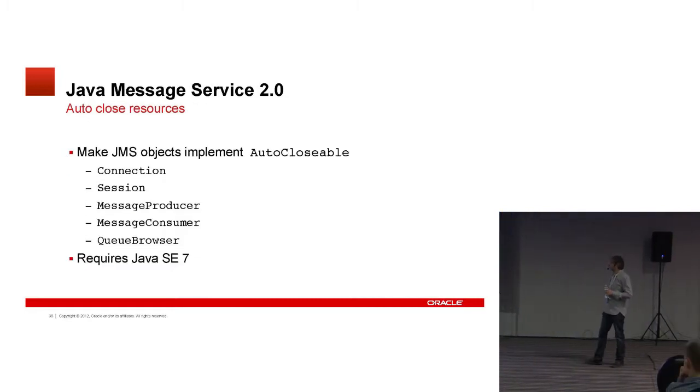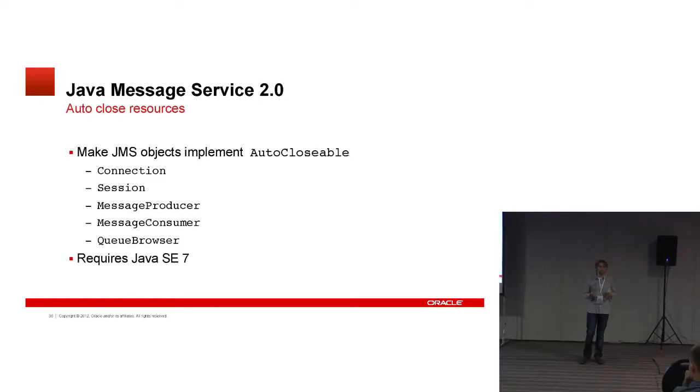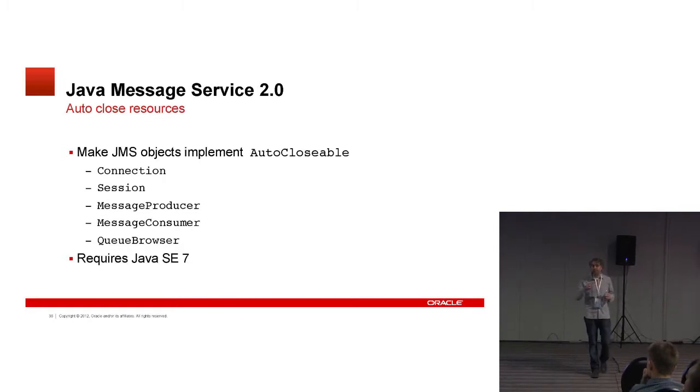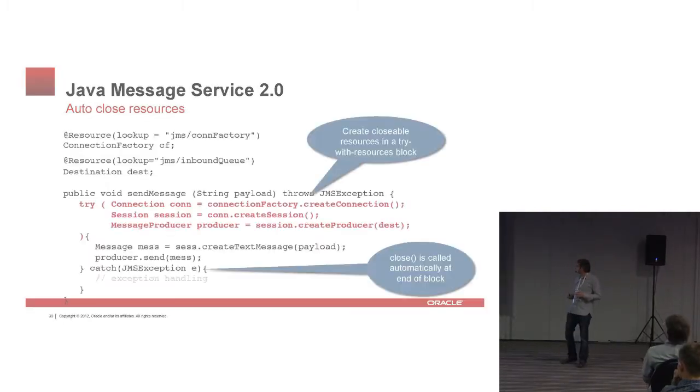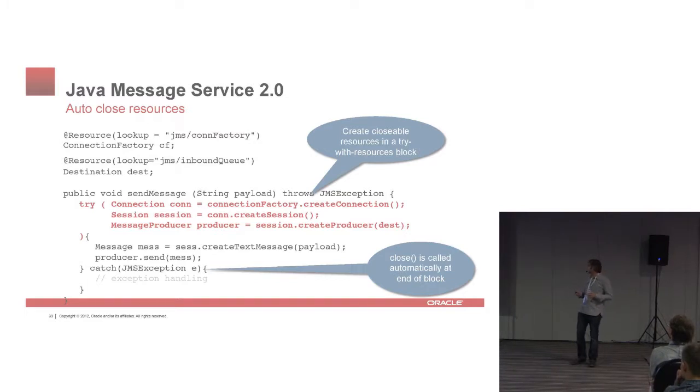What we can also do is use the AutoCloseable interface of Java SE 7. Whenever a new resource is created within a try-with-resources block, it will be automatically closed. That means the developer doesn't have to do that by himself. How does it work? We just define our objects within the try block, and they will be automatically closed. That's one way to simplify the code.